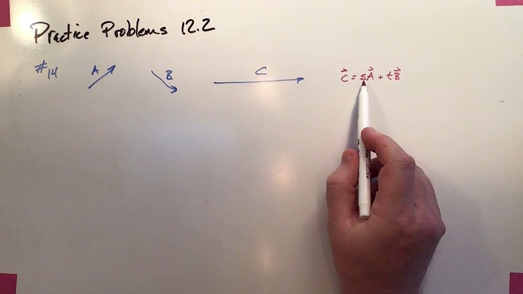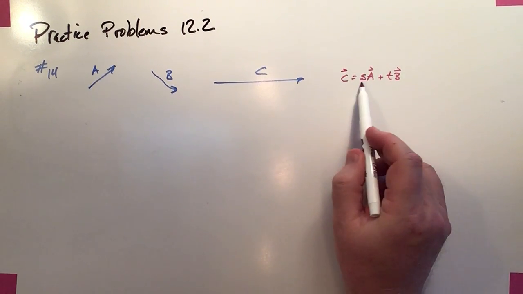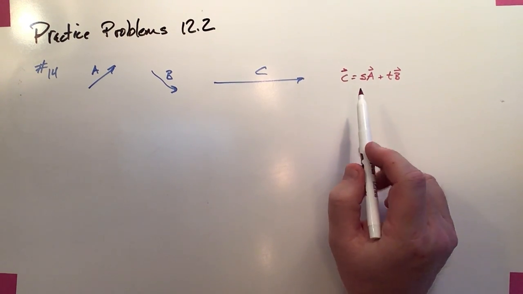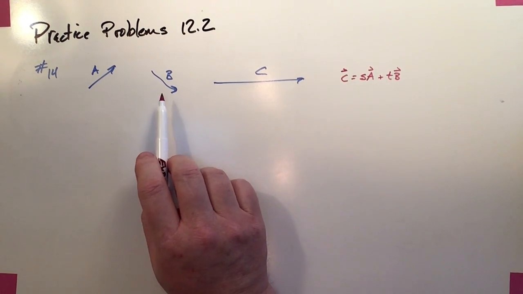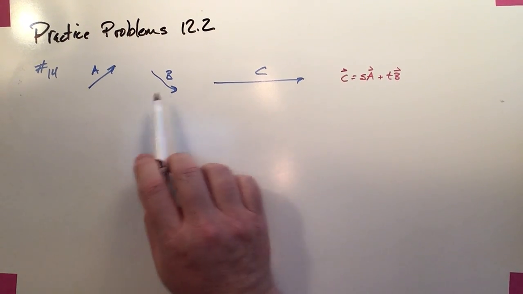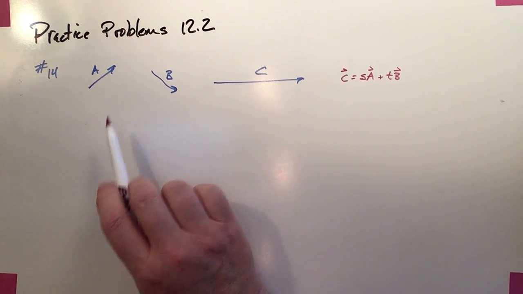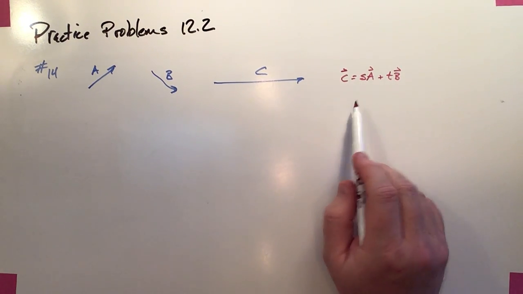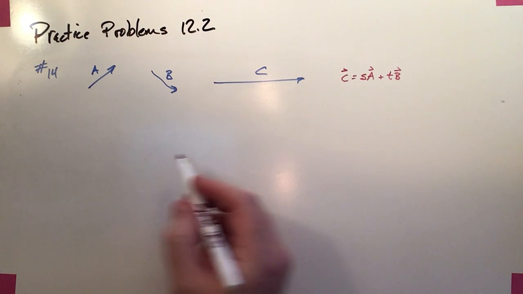And it's the fact that there are suitable constants S and T such that this can be made to be true as long as A and B don't lie in the same direction. If they do, then it's going to be impossible to form C out of some combination of them. But as long as they don't lie in the same direction, there are always suitable choices for S and T. Let me show you how it works.